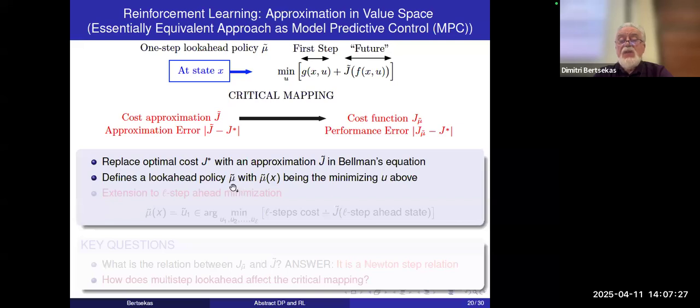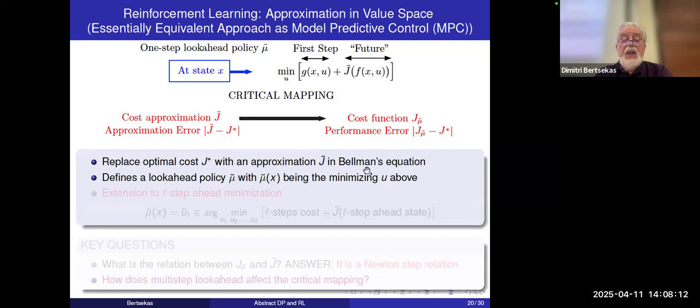So this defines a look-ahead policy, a one-step look-ahead policy, mu tilde, with mu tilde of X being the minimizing U in this expression. And there's a critical mapping here. You plug in something approximate, and you obtain an approximately optimal control. How are the approximation errors related? From a cost approximation J tilde, we obtain a cost function of the one-step look-ahead policy, and an approximation error, J tilde to J star, gives you a performance error, suboptimal policy cost over optimal cost. So what's this? This is a critical mapping, and how can we understand that?